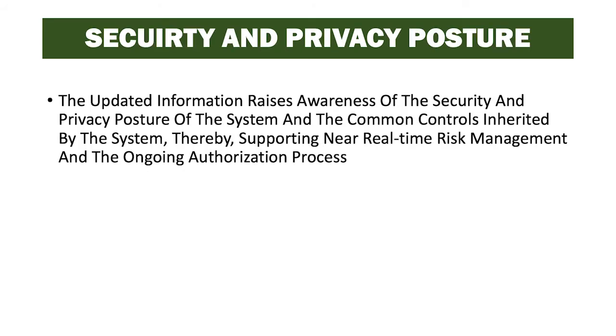Updated information raises awareness of the security and privacy posture of the system and the common controls inherited by the system, thereby supporting a near real-time risk management and ongoing authorization process. We keep our organizational officials, including the authorizing official, informed of changes to the system, changes to the control status, changes in the plan of action and milestones. This helps them make a better risk-based decision for continuing to approve the system.